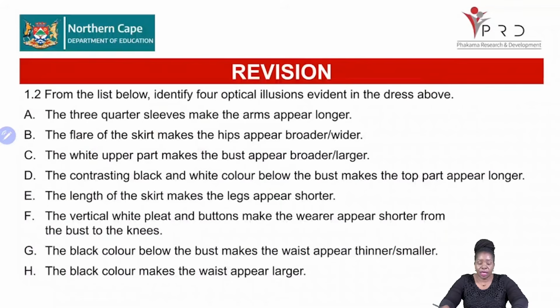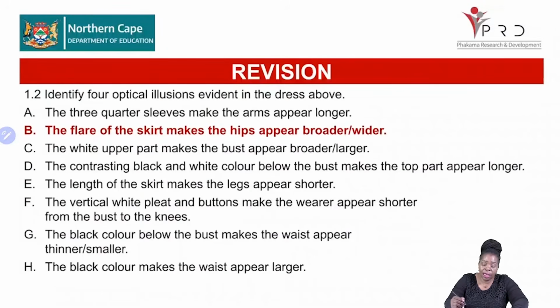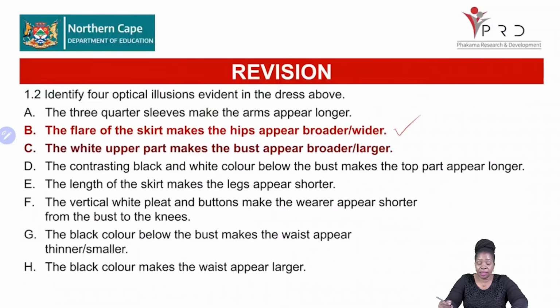Right, we should be done. Let's move on to the answers. So 4 optical illusions, we've got B, which says the flare of the skirt makes the hips appear broader or wider. That's one answer. And then the other one is C, which says the white upper part makes the bust appear broader or larger.